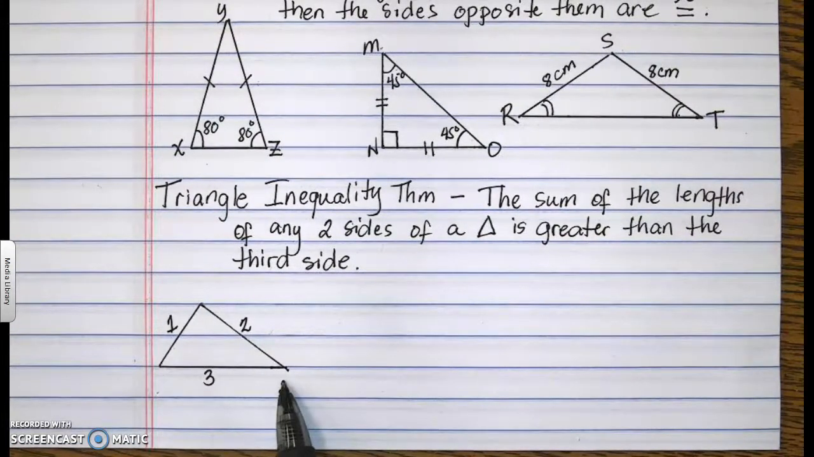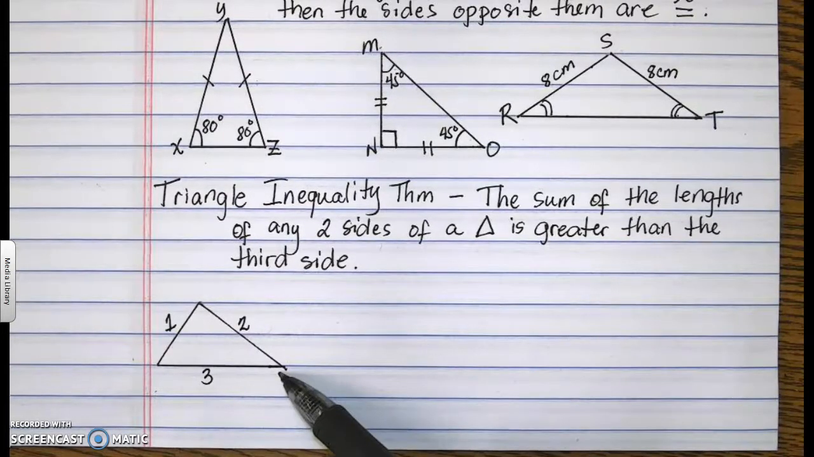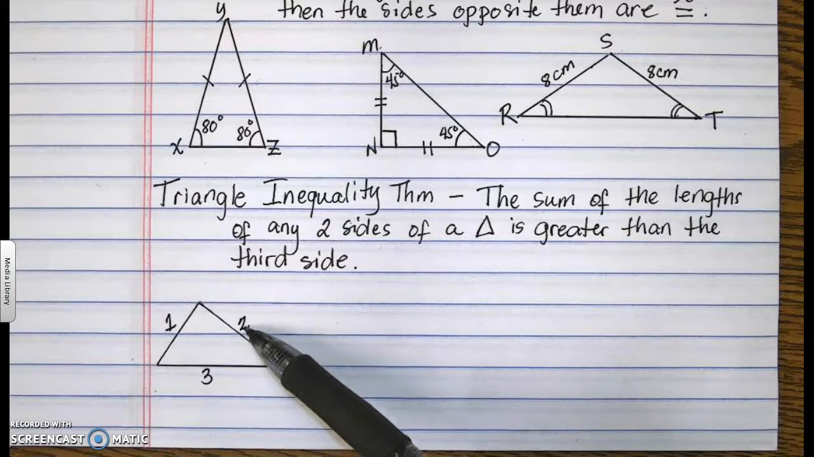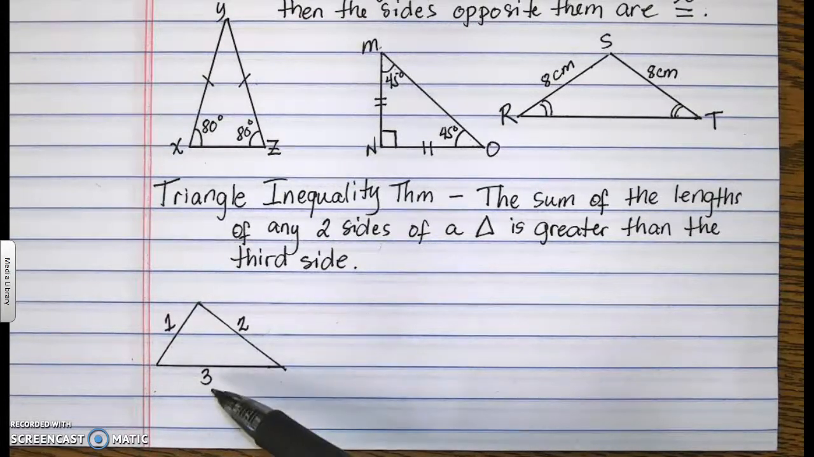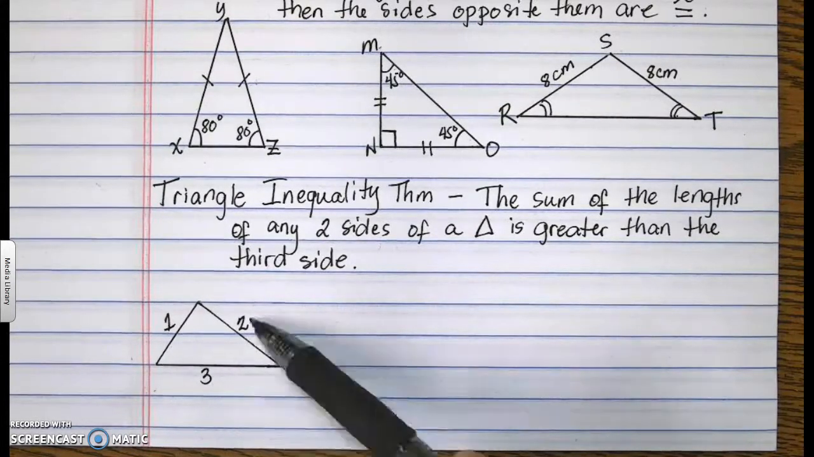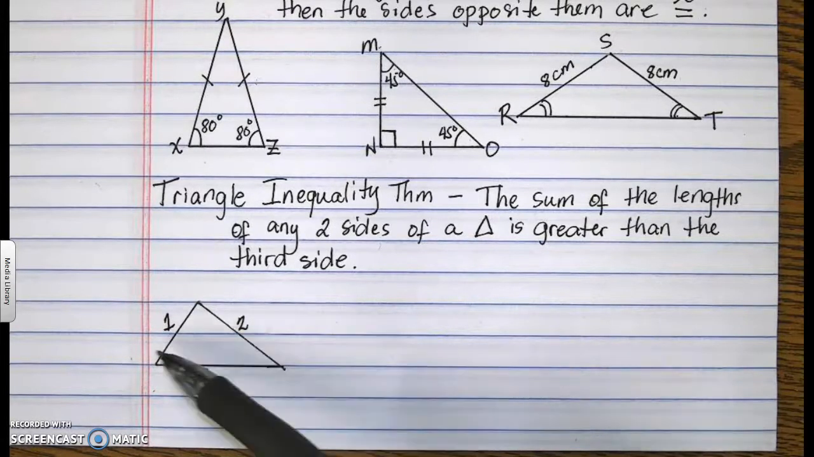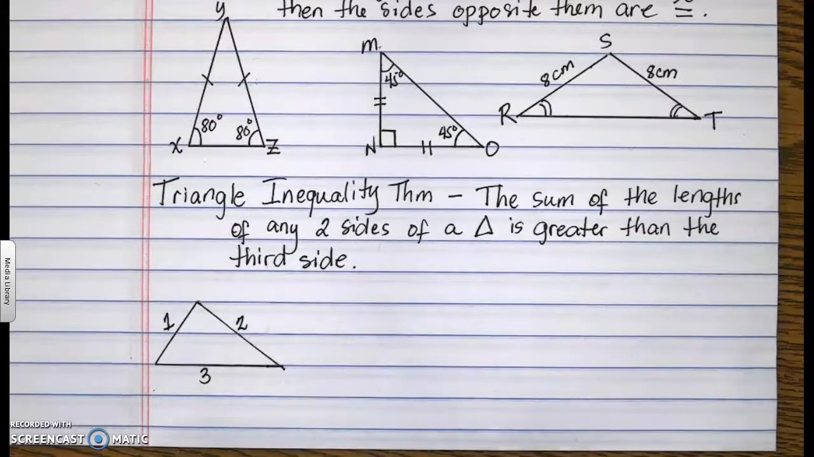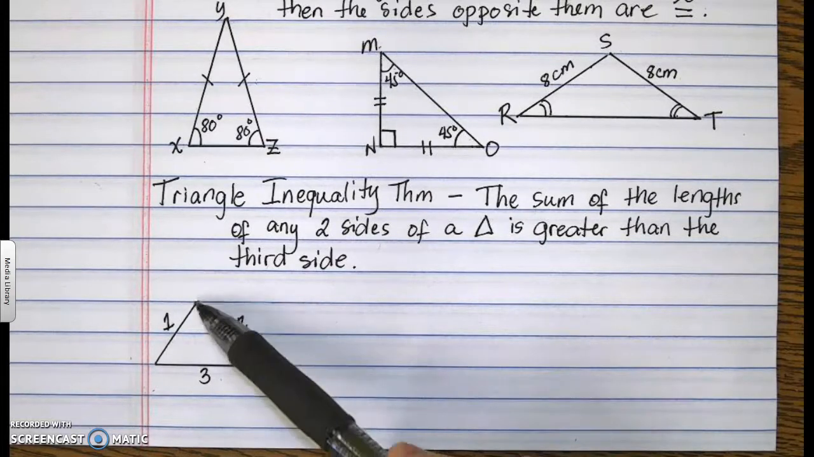Let's say, for example, I choose side 2 and side 3. It only says that if I add the length of side 2 with the length of side 3, their sum is going to be bigger than side 1. The same way, when I add side 1 and side 3, it will be bigger than side 2.